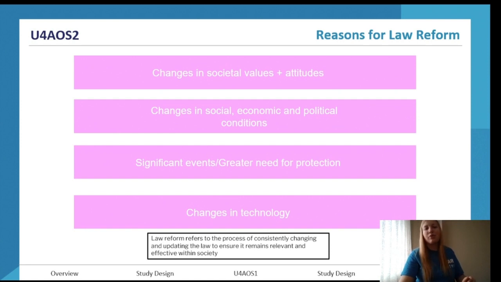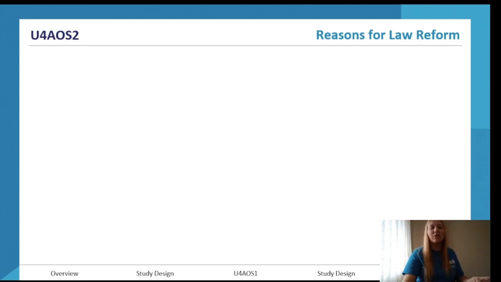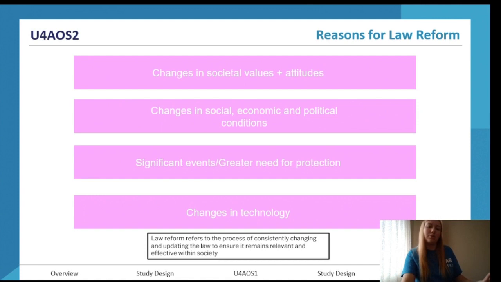Next, we have reasons for law reform. Why should laws change? There might be changes in societal values or attitudes, changes to social, economic, and political conditions, significant events, and a greater need for protection, or changes in technology. We won't have additional information on it, but just think about how if values change and people's attitudes change, some laws will become inappropriate or should be updated to keep up with the changes.